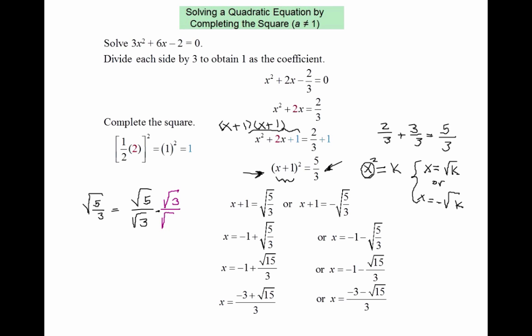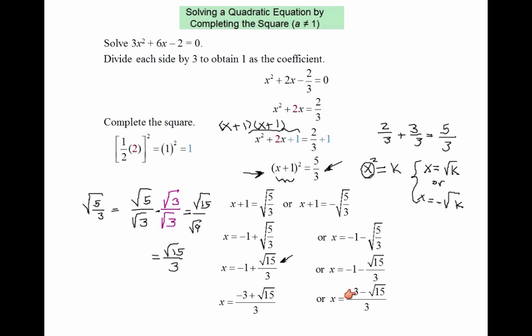Here we multiply by square root of 3 over square root of 3 in order to eliminate that radical at the bottom of the fraction. So here I would get square root of 9. At the top of the fraction I get square root of 15. So this would be equal to square root of 15 over 3. And that's why we have square root of 15 over 3 here.